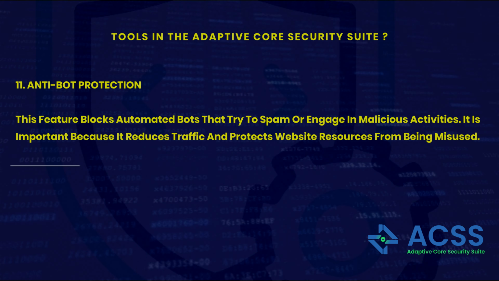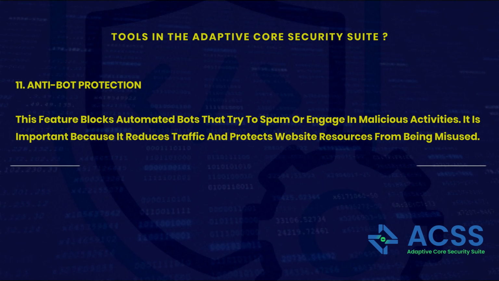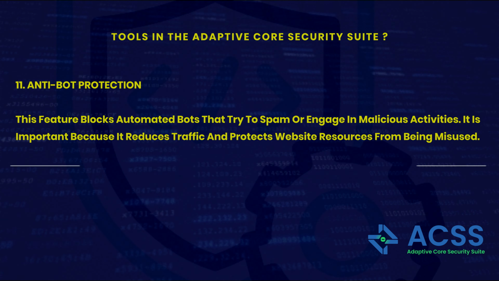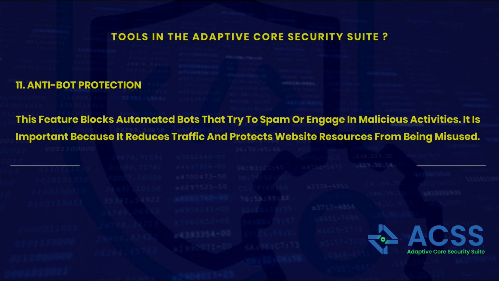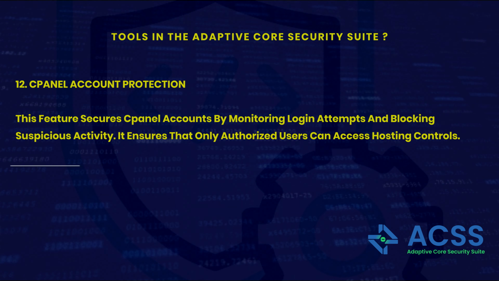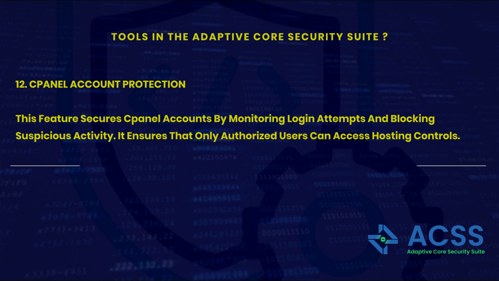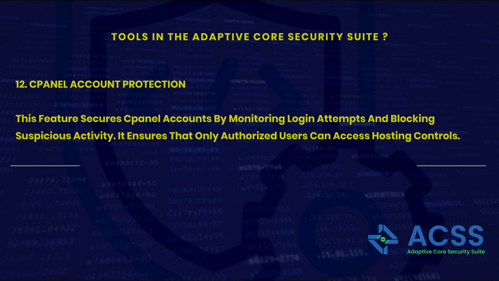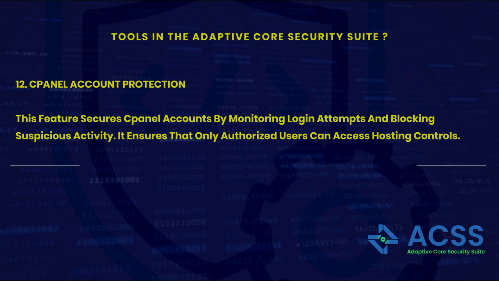11th tool, Anti-Bot Protection. Anti-bot protection blocks automated bots that try to spam or engage in malicious activities. It is important because it reduces junk traffic and protects websites' resources from being misused. 12th tool, cPanel Account Protection. cPanel Account Protection secures cPanel accounts by monitoring login attempts and blocking suspicious activity, and it ensures that only authorized users can access the hosting controls.